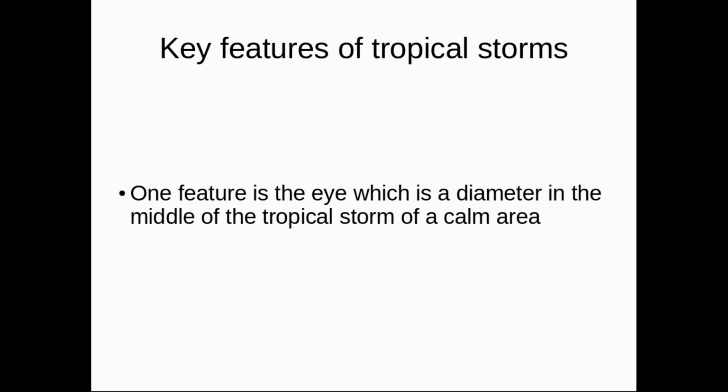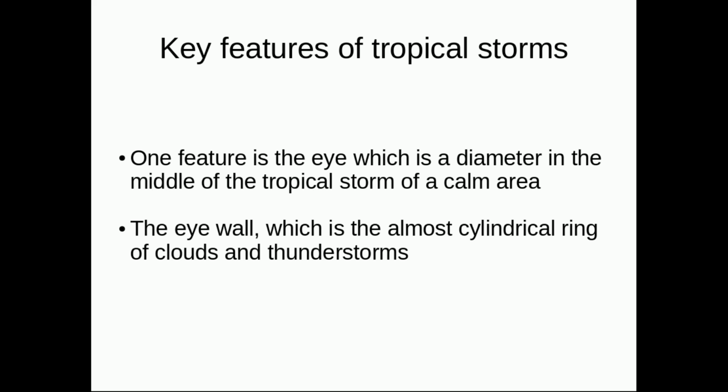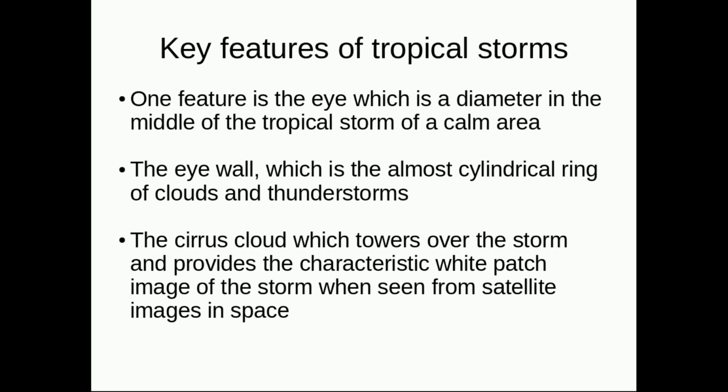Tropical storms have few yet key features. One feature is the eye, which is the calm area in the middle of the tropical storm. Another is the eye wall, which is the almost cylindrical ring of clouds and thunderstorms. And lastly, there is a cirrus cloud which towers over the storm and provides the characteristic white patch image of the storm when seen from satellite images in space.